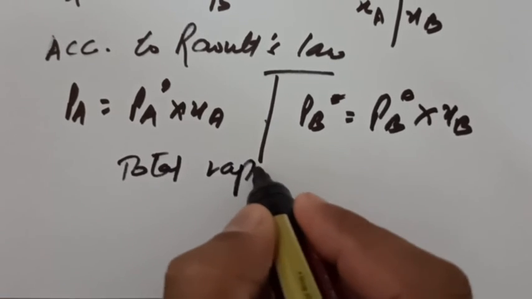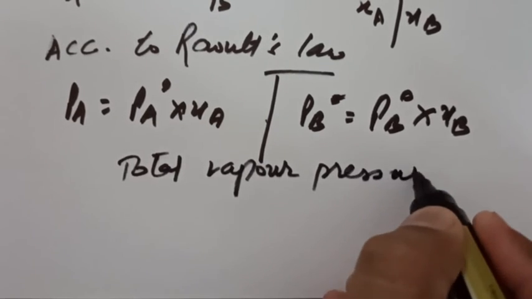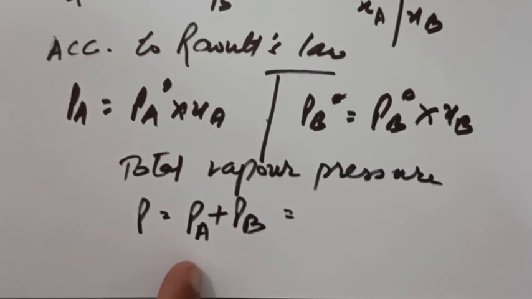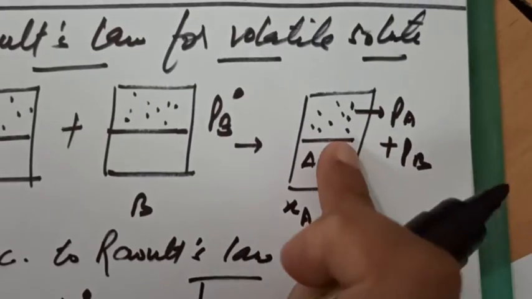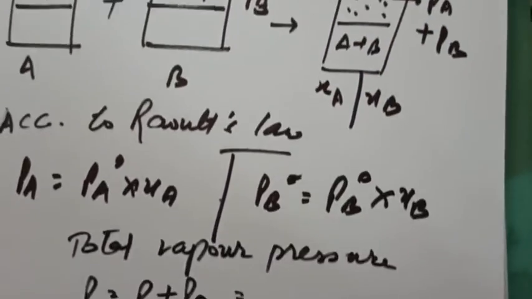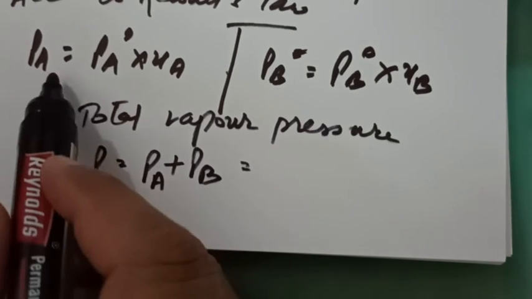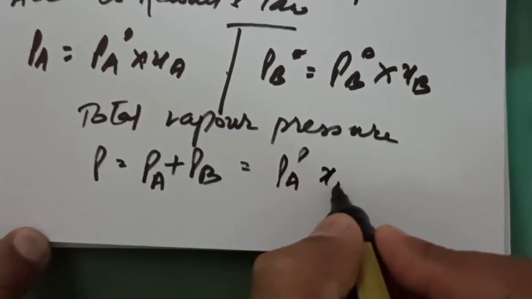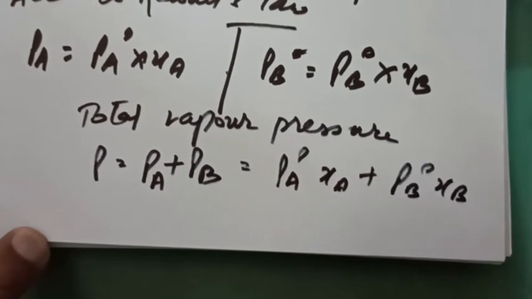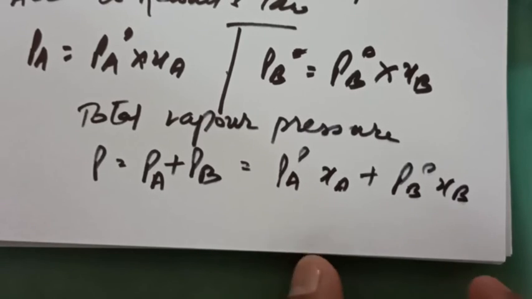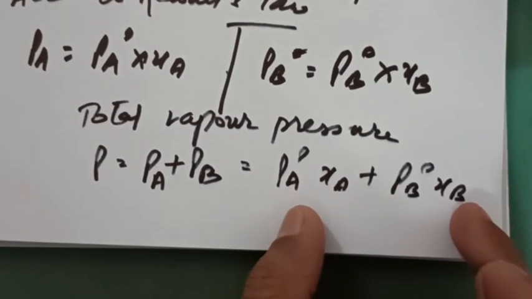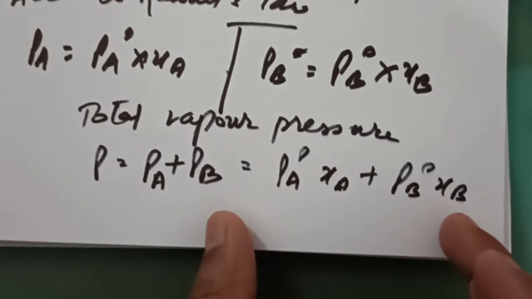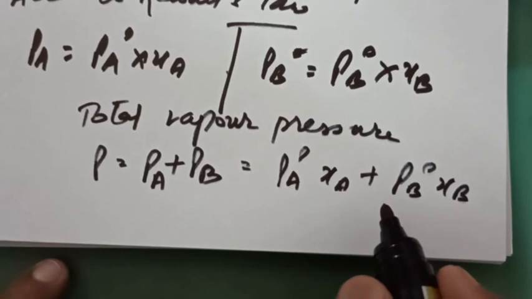एंड नाउ टोटल वेपर प्रेशर क्या होगा हमारे पास, टोटल वेपर प्रेशर इन अ सॉल्यूशन कितना होगा, P equal to PA plus PB। टोटल प्रेशर तो यही होगा ना, ठीक है। सो on putting the values of PA and PB in this equation we will get P equals PA naught XA plus PB naught XB, है ना। So this is the actual expression for Raoult's law for volatile solutes, clear, okay.